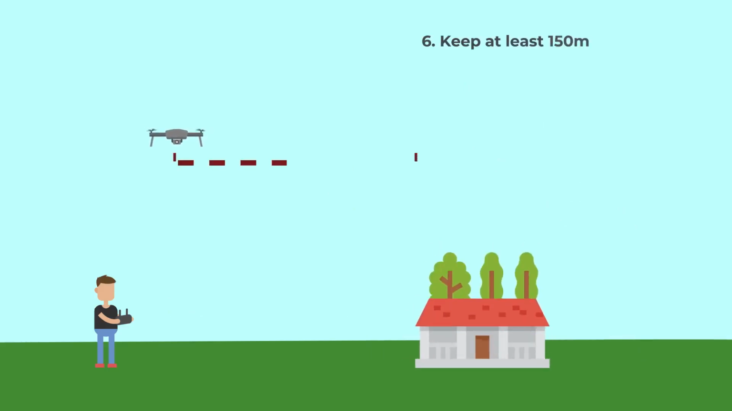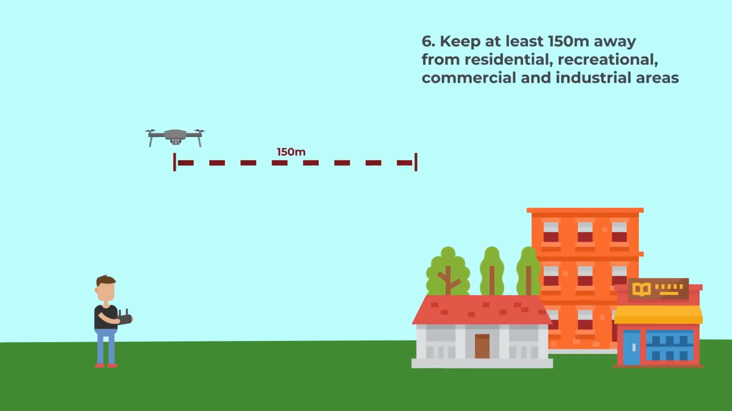Keep at least 150 metres away from residential, recreational, commercial and industrial areas. Be prepared to increase the distance if you need to keep the flight safe.